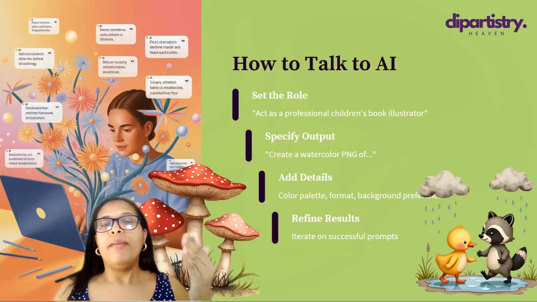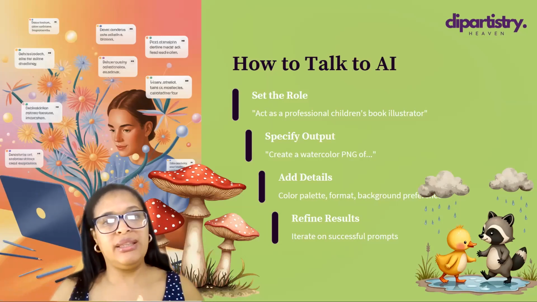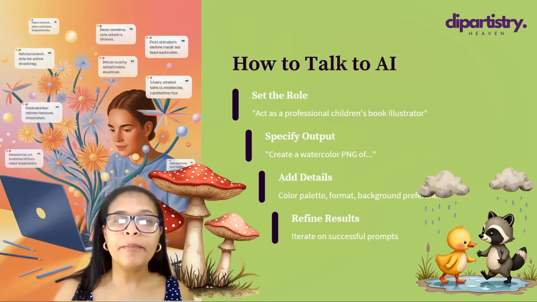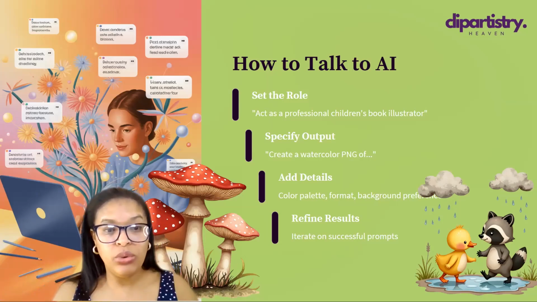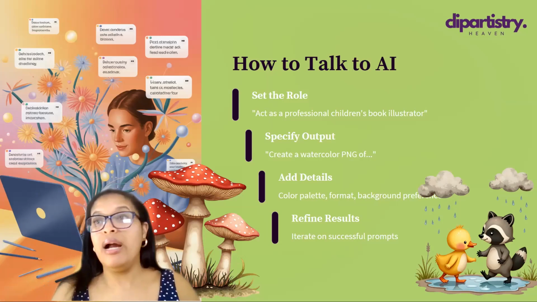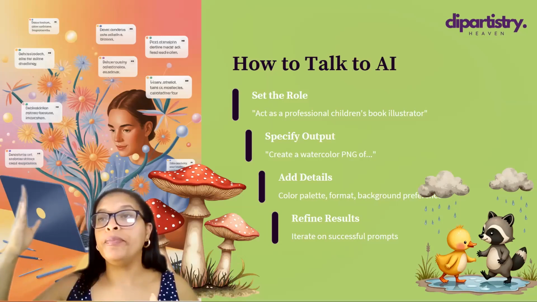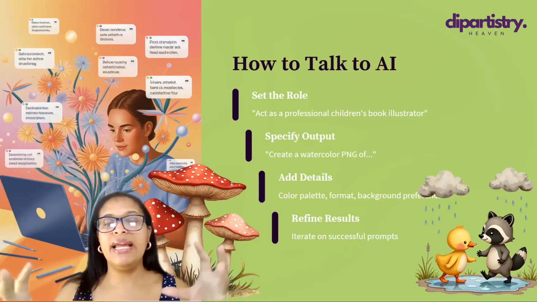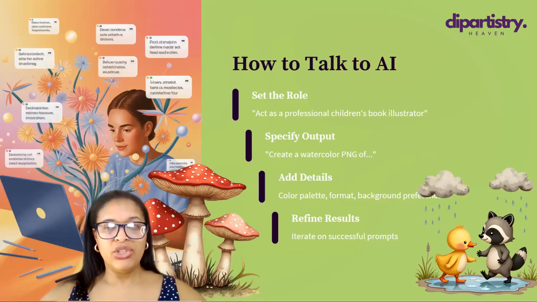Okay, so set your role. What is it that this AI needs to be? In what capacity does it need to act? What is it that it needs to do? So create what? A budget, a speech, an image, etc. You need to be specific in terms of the colors, the formats, etc. And then it doesn't end there.